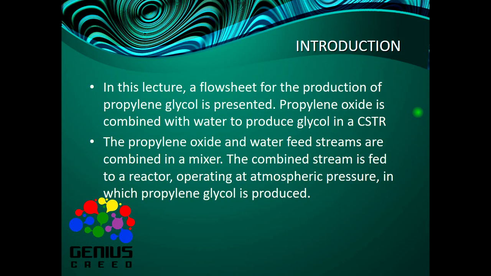Now, the introduction. In this lecture, a flow sheet for the production of propylene glycol is presented. Propylene oxide is combined with water to produce glycol in a CSTR. Now, the propylene oxide and water feed streams are combined in a mixer. The combined stream is fed into a reactor operating at atmospheric pressure, in which propylene glycol is produced.